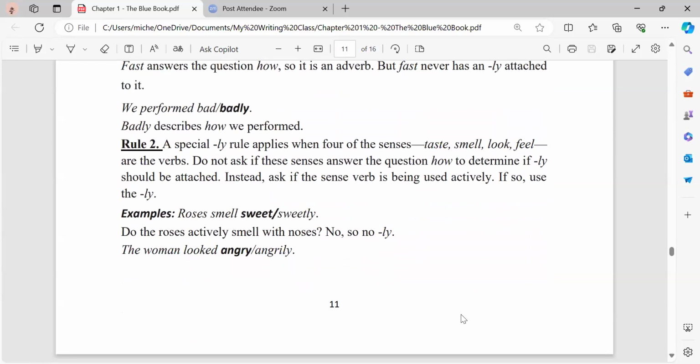So here's rule number two. A special ly rule applies when the senses taste, smell, look, and feel are the verbs. Do not ask if these senses answer the question how to determine if ly should be attached. Instead, ask if the sense verb is being used actively. If so, use the ly.